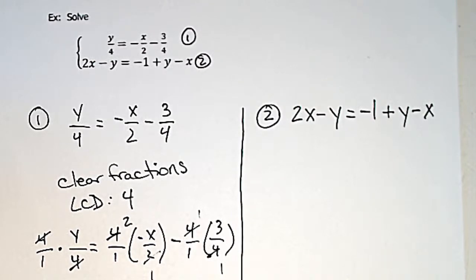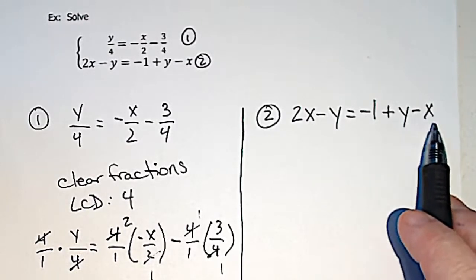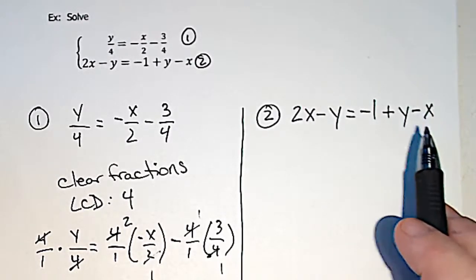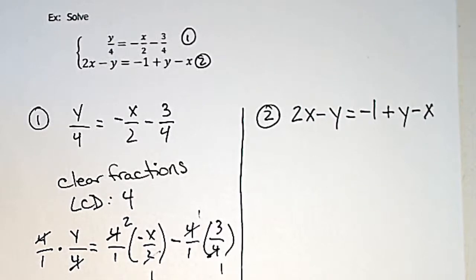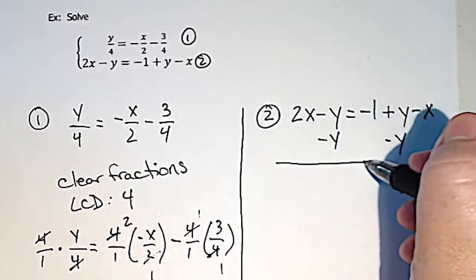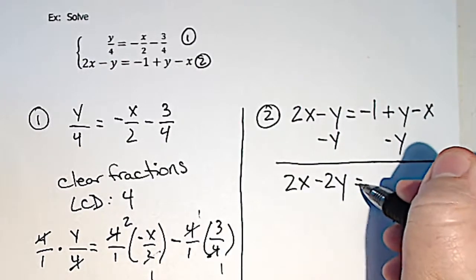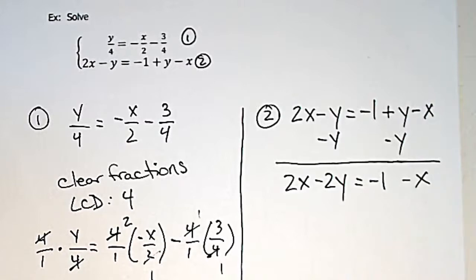I'm going to recommend that what you do is move everything over onto the left side. So let's get everybody over onto the left side except for the constant. I'm going to leave the constant over here, but this y and this minus x, or the opposite of x, need to come over here. Okay, so I'm going to subtract y from both sides. And I get 2x minus 2y equals negative 1 minus x.